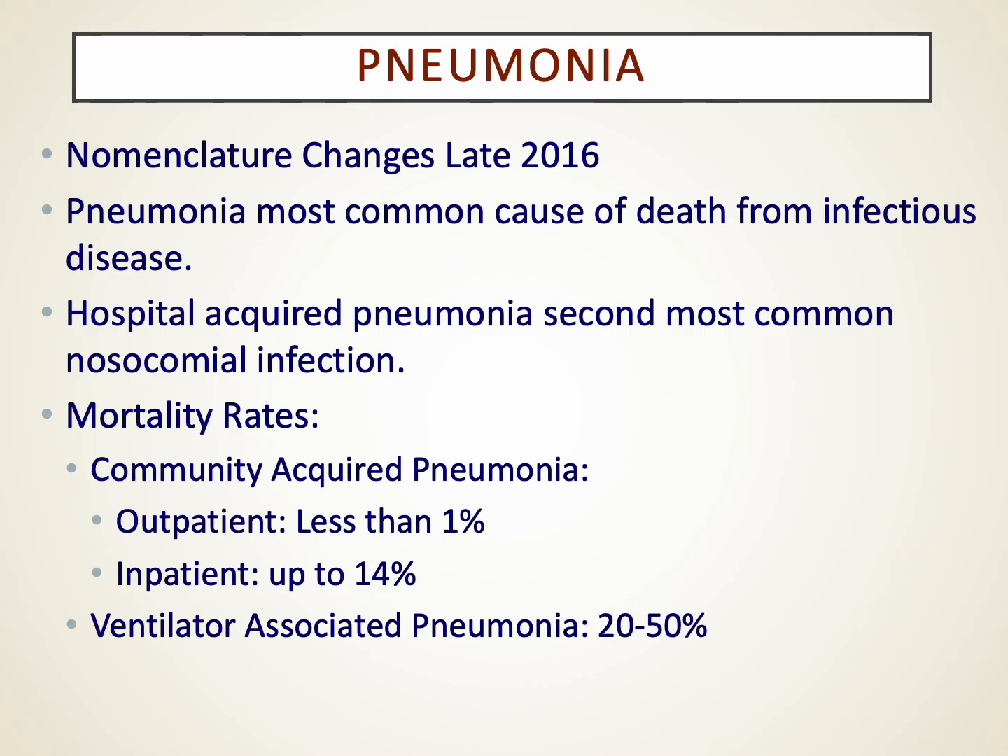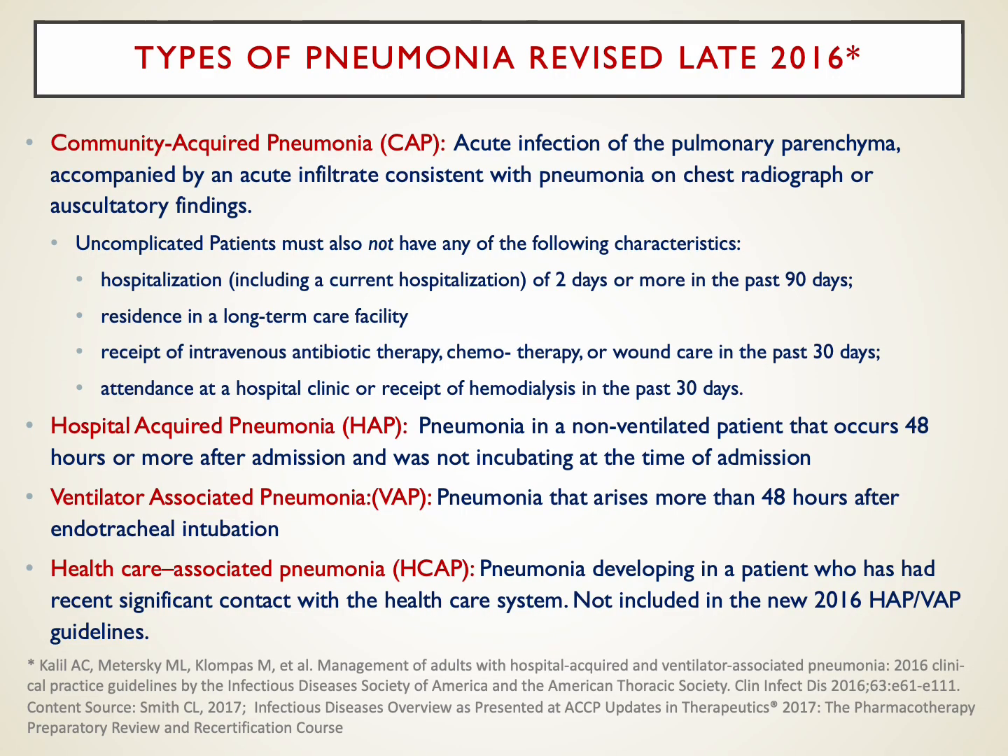So as we look at pneumonia, particularly bacterial pneumonia, keep in mind the types of pneumonias per the 2016 guidelines really differentiate community-acquired pneumonia from hospital-acquired pneumonia and ventilator-associated pneumonia. So let's walk through these three. The fourth one that's listed here is the older term healthcare-associated pneumonia that is not reflected in the 2016 guidelines. But let's go through the first three first.